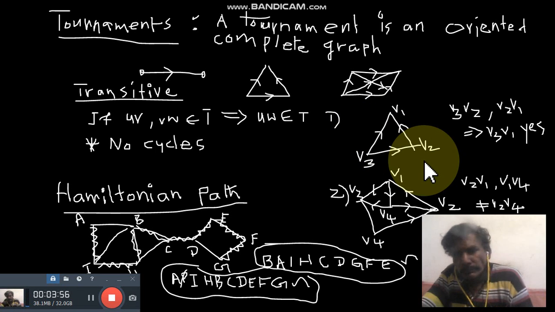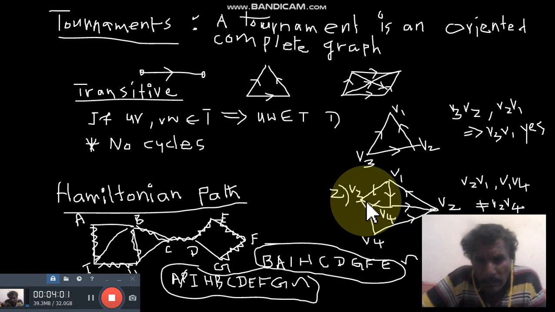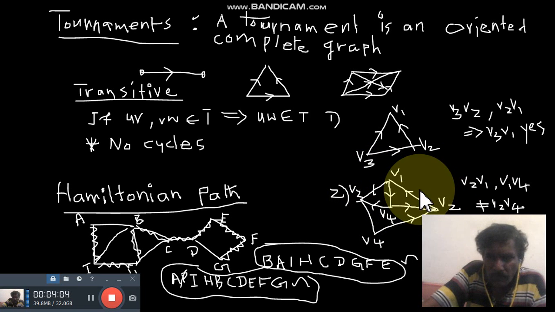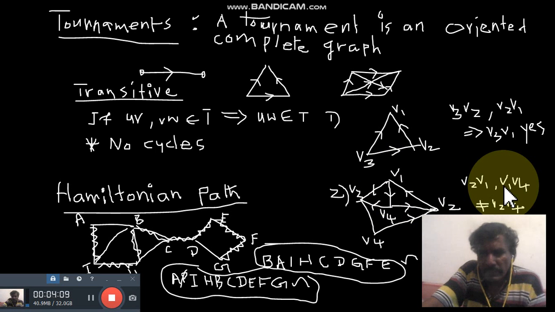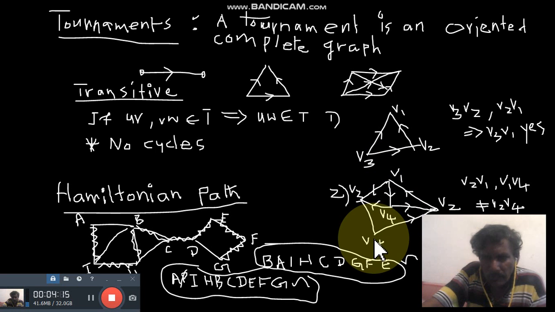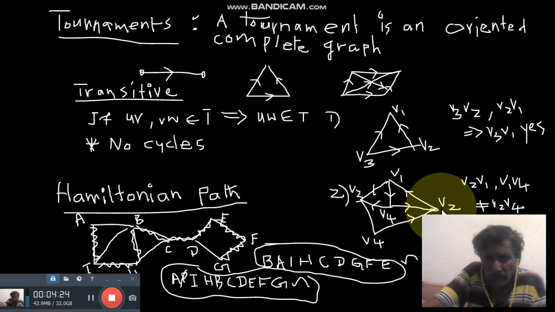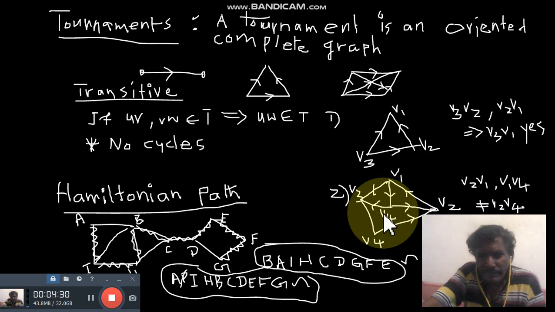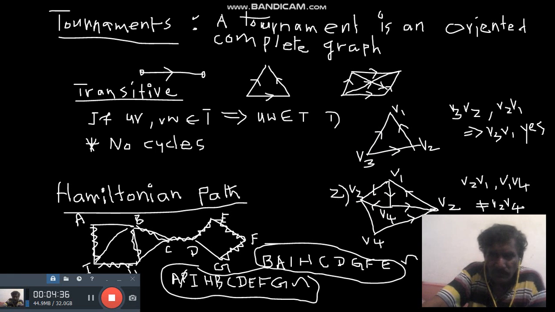Now look at this particular picture. In this picture you see that V2 to V1 are the directed edges, and another one V1 to V4. Here I have written V4, this is V4, V1 to V4. Now join these two, V2 to V4. So the direction is different. So transitive is not satisfied, you see.